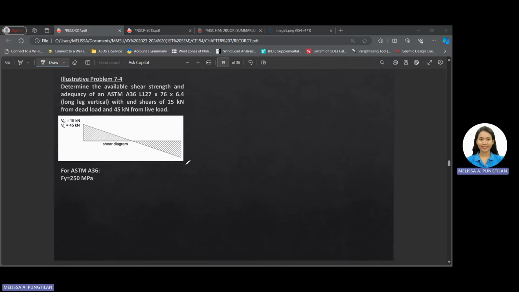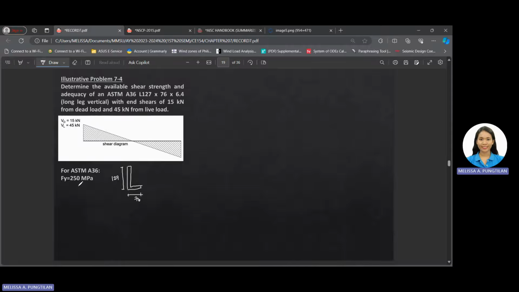Okay, yung section naman natin ngayon is an equal angle with the long leg daw as vertical. So yung magiging orientation ng beam natin for this one is ganito. So yung long leg vertical, ibig sabihin yung 127 yung nakatayo. This is 127 and this is 76. So ganyan yung orientation ng beam natin. So the end shear is 15 kN for the dead load and 45 kN naman from the live load. So binigay na niya yung shear.